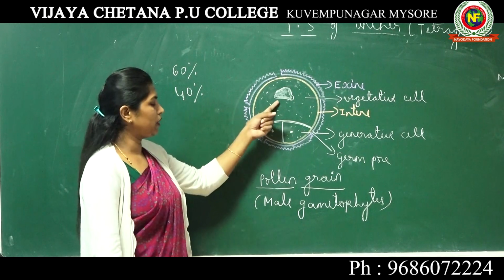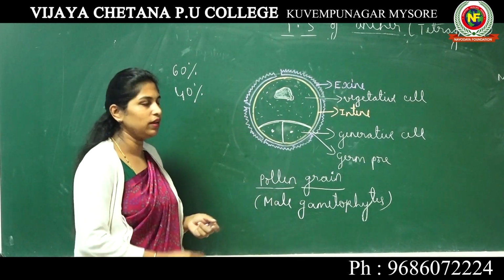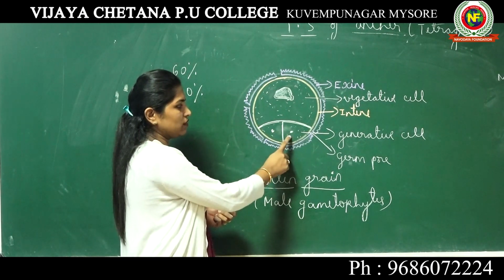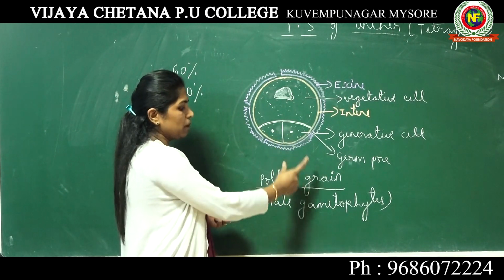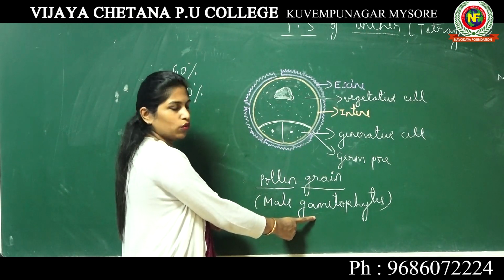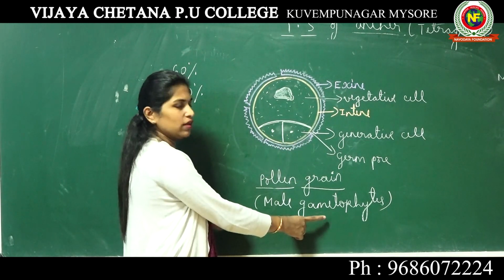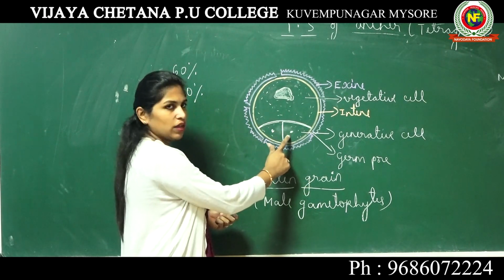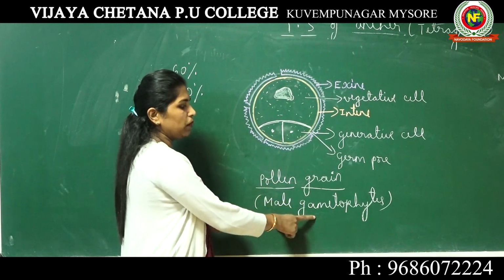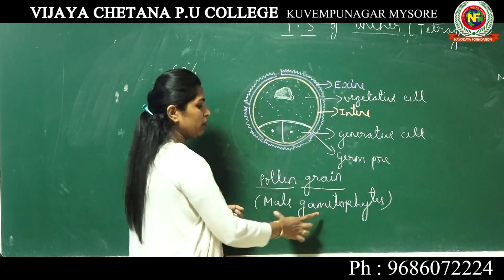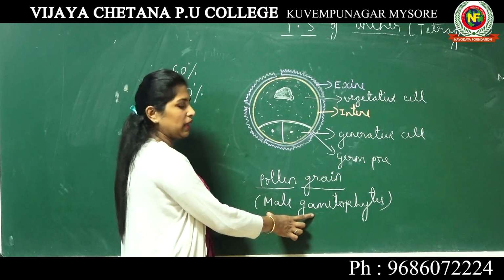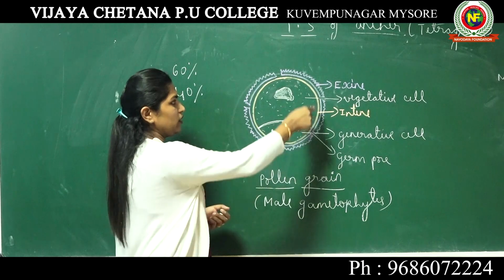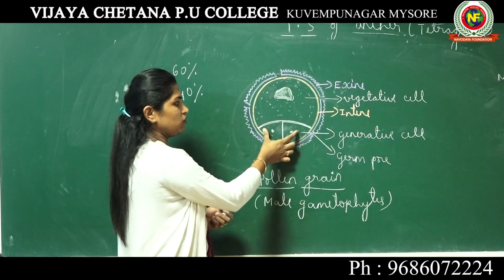Now, let's consider a three-cell stage pollen grain. Here, if you see these two cells, they are actually the male gametes. Since pollen grains carry these male gametes, these pollen grains are known as male gametophytes, the part of the plant which carries male gametes. It is evident from the diagram that the pollen grain is the part of the plant which carries male gametes.